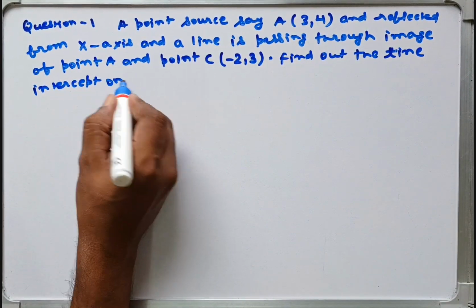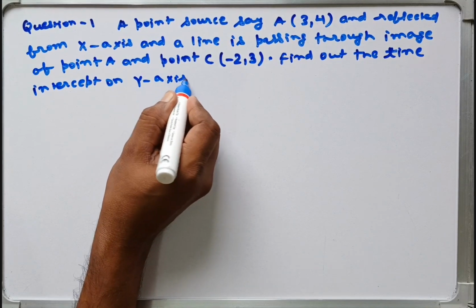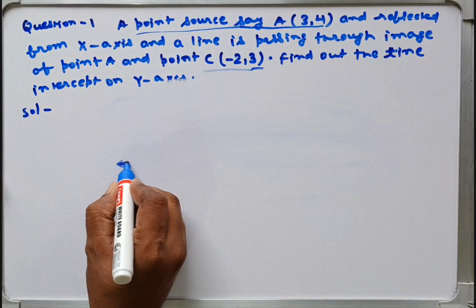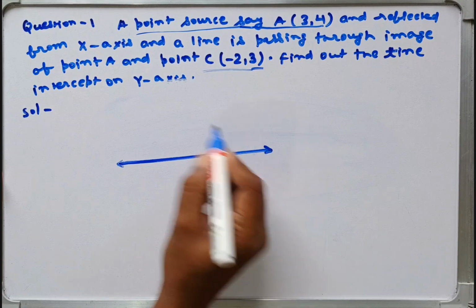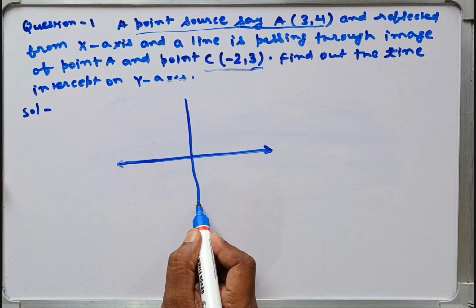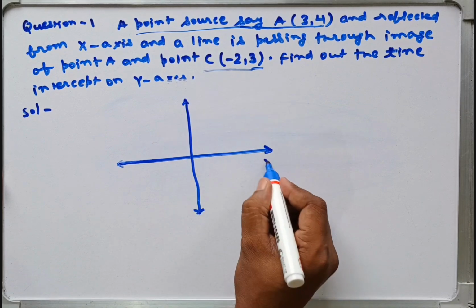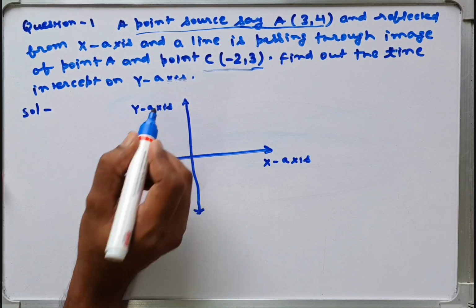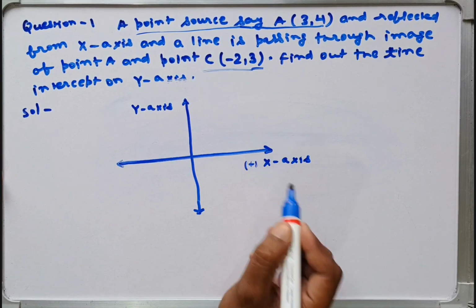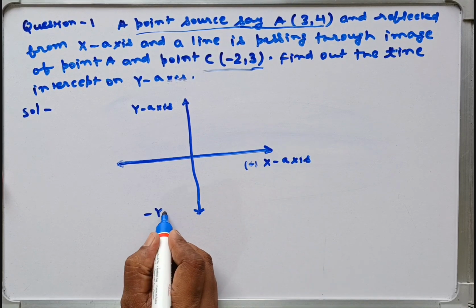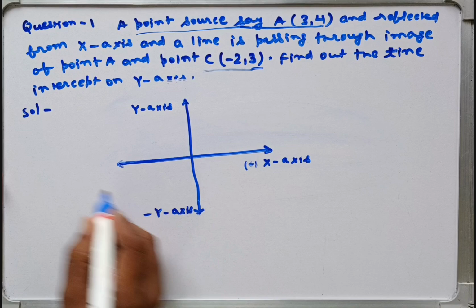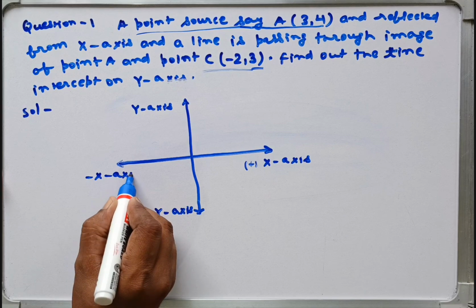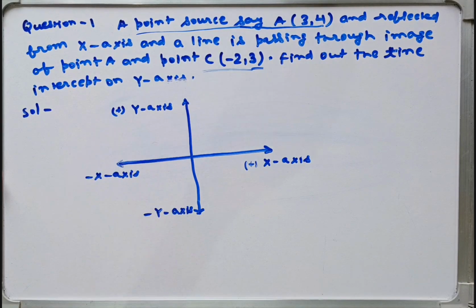Solution, guys. Here first we draw an x-axis, and here is a y-axis. So this one is the x-axis and this one is the y-axis. This one is the positive side of the x-axis and this one is the negative side of the y-axis. This one is the negative side of the x-axis and this one is the positive side of the y-axis.